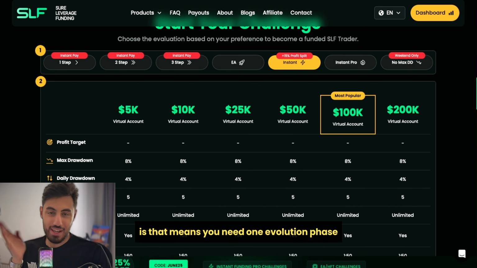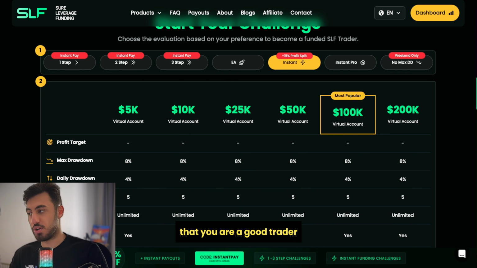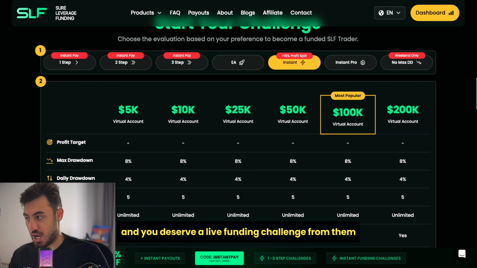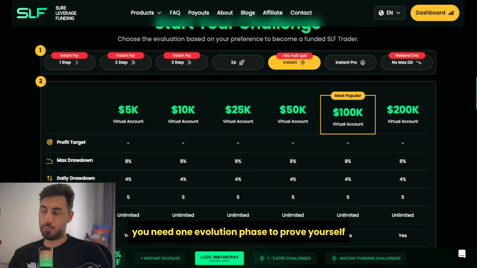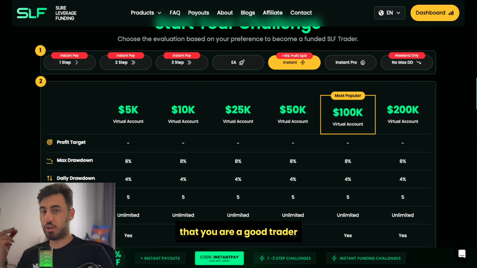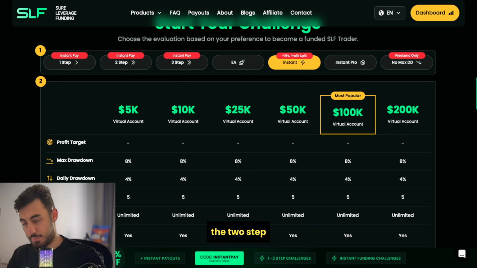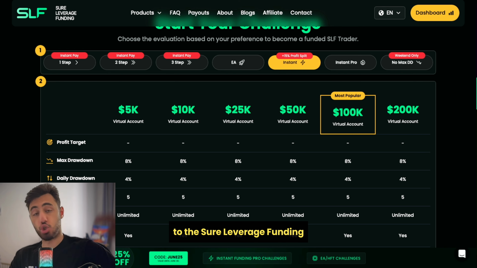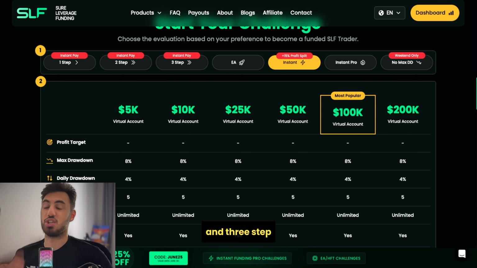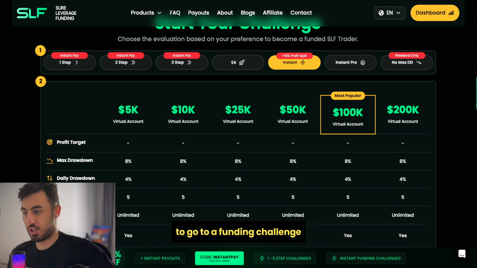It means you need one evaluation phase to prove yourself to Shared Leverage Funding, that you are a good trader and you deserve a live funding challenge from them. The 2 step means you need 2 evaluation phases to pass it. You need 2 times to prove yourself. And 3 step means you need 3 evaluation phases to get to a funding challenge.